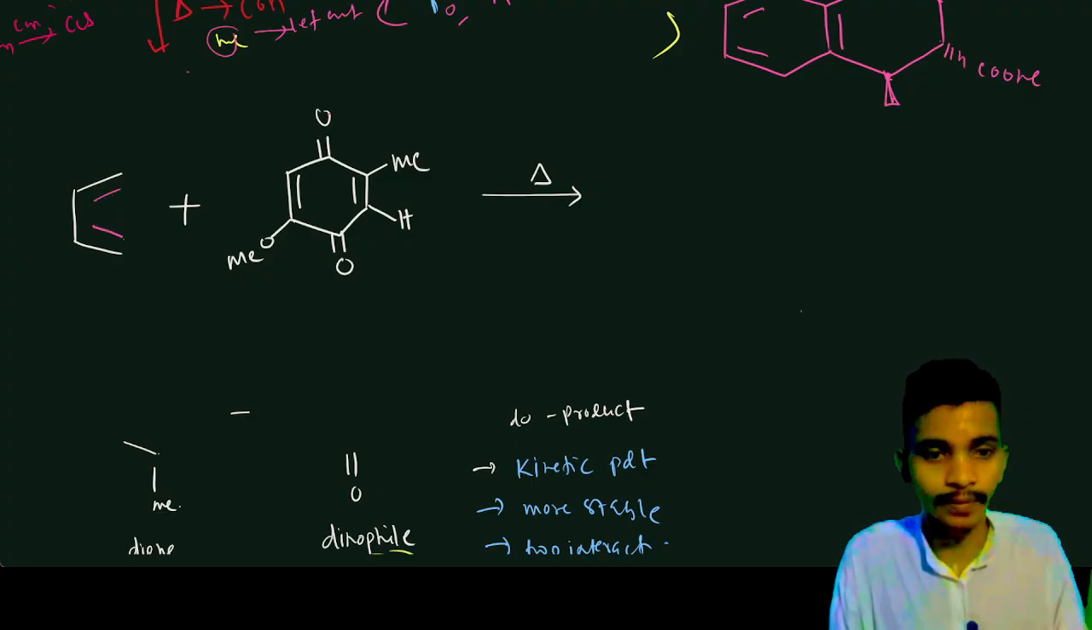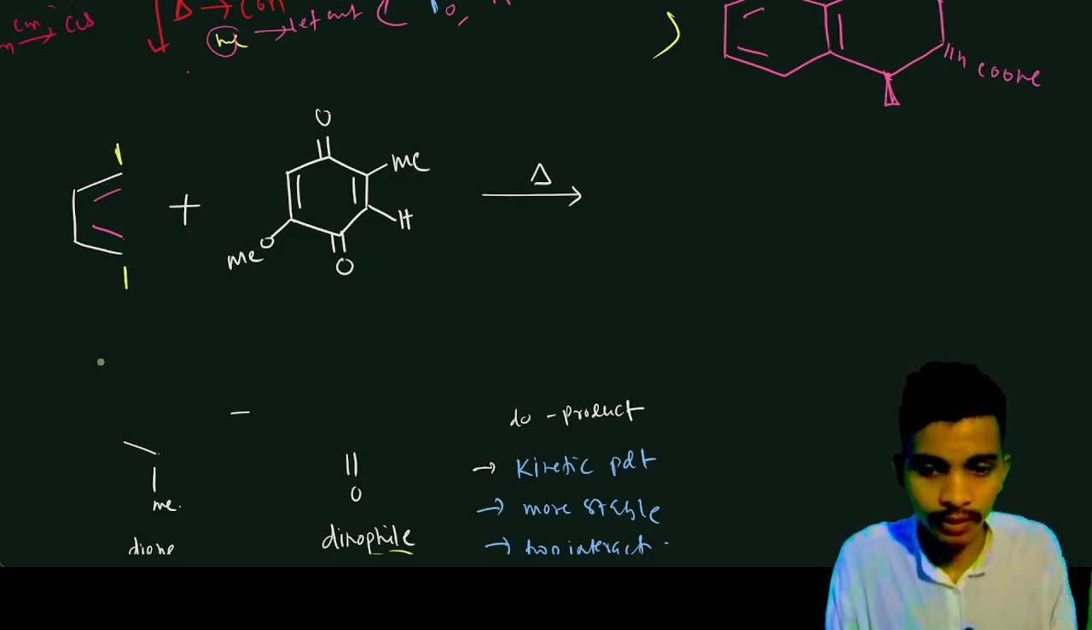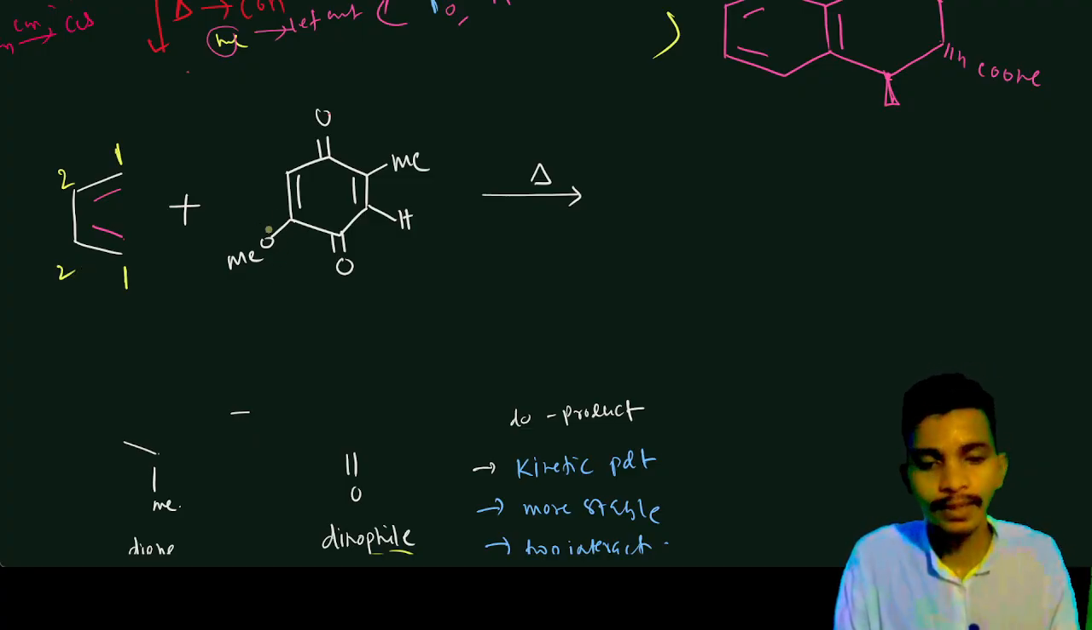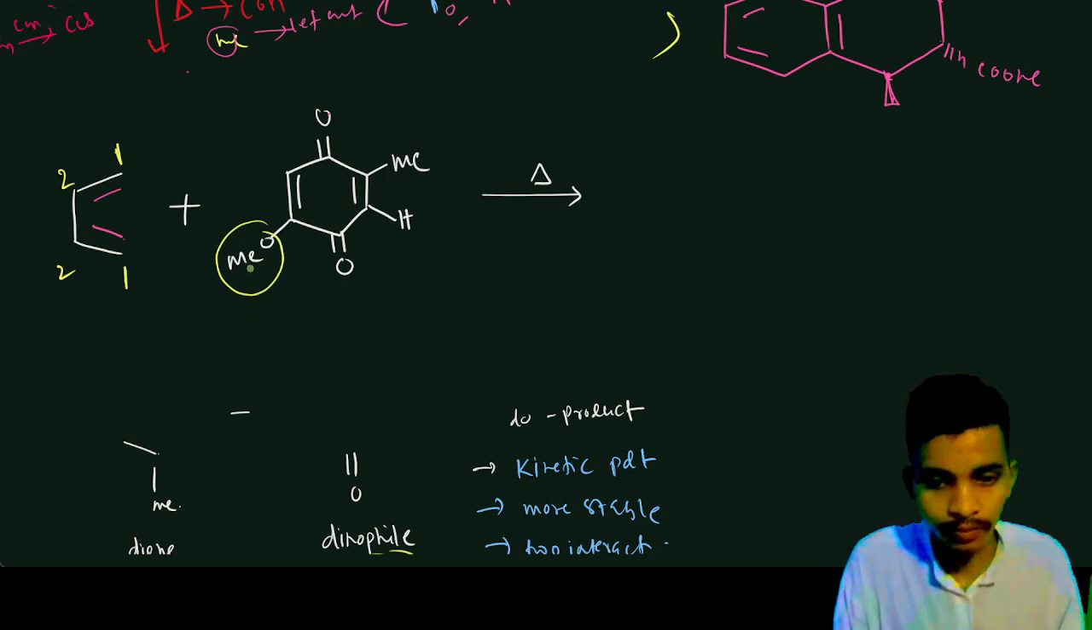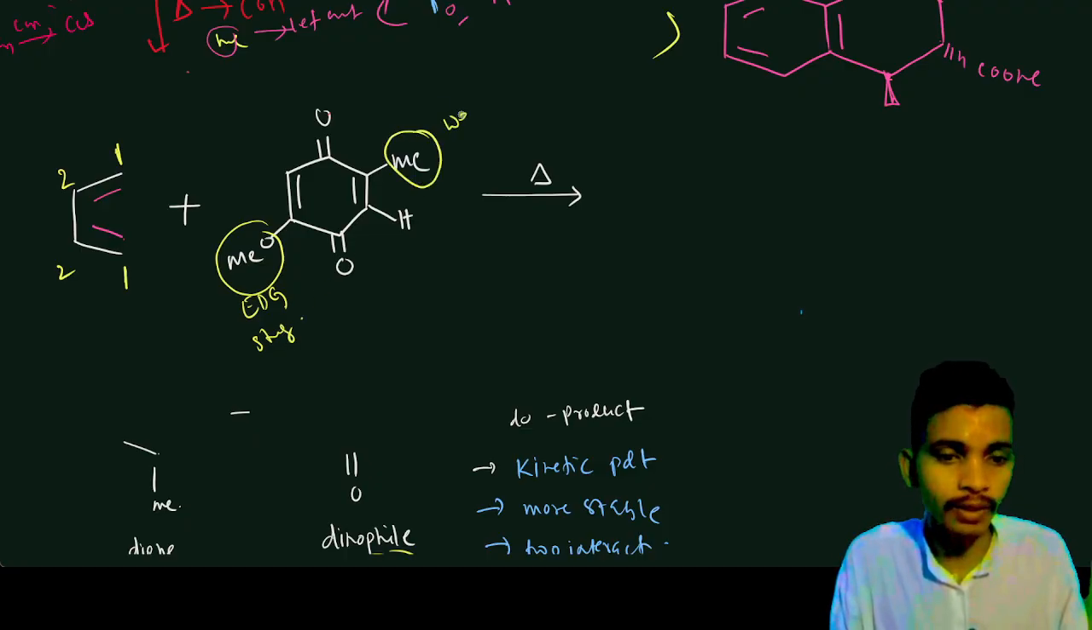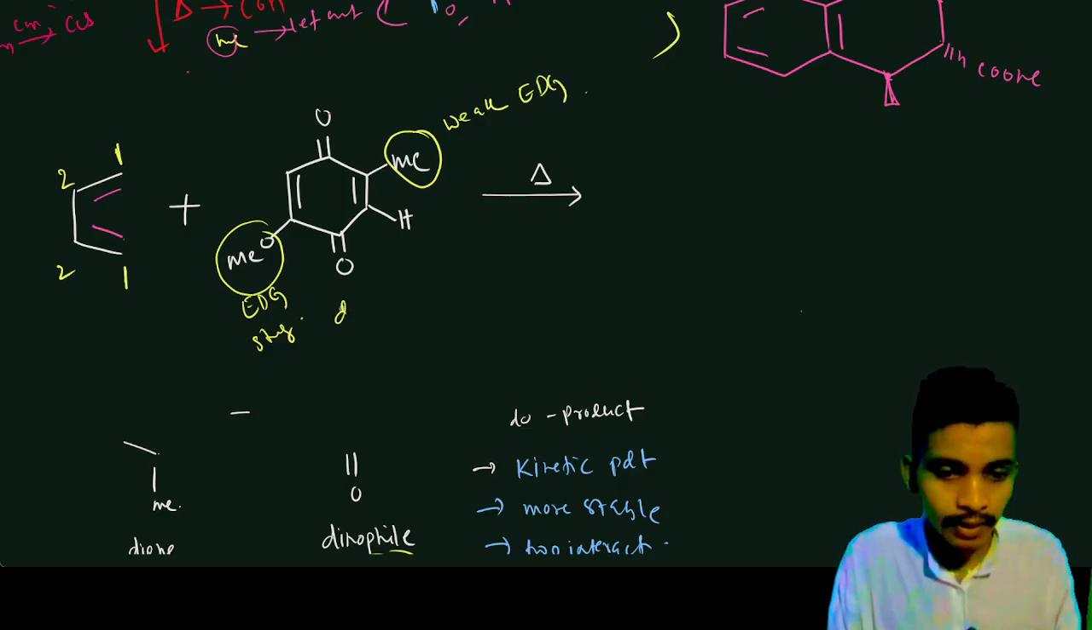This is the diene. So these are the primary interactions: 1 and 1, this is 2 and this is 2. Now what is seen here? These are electron donating groups. This is a strong electron donating group, and this is an electron donating group but a weak one. And this is the dienophile.